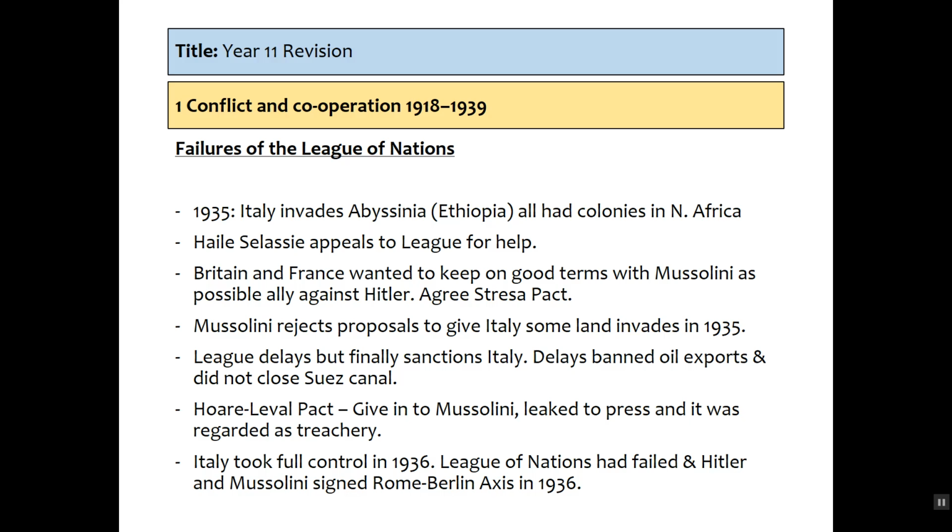Next, we've got the Hoare-Laval Pact that actually gave in to Mussolini. It was leaked to the press. The British public were in uproar. They saw it as treachery to this country that was clearly much smaller. There was clearly an aggressor, and they saw it as treacherous. Italy takes full control in 1936. The League of Nations had failed, and Hitler and Mussolini signed the Rome-Berlin Axis in 1936. So as a result of the inaction of the League of Nations, they actually become stronger by joining together.